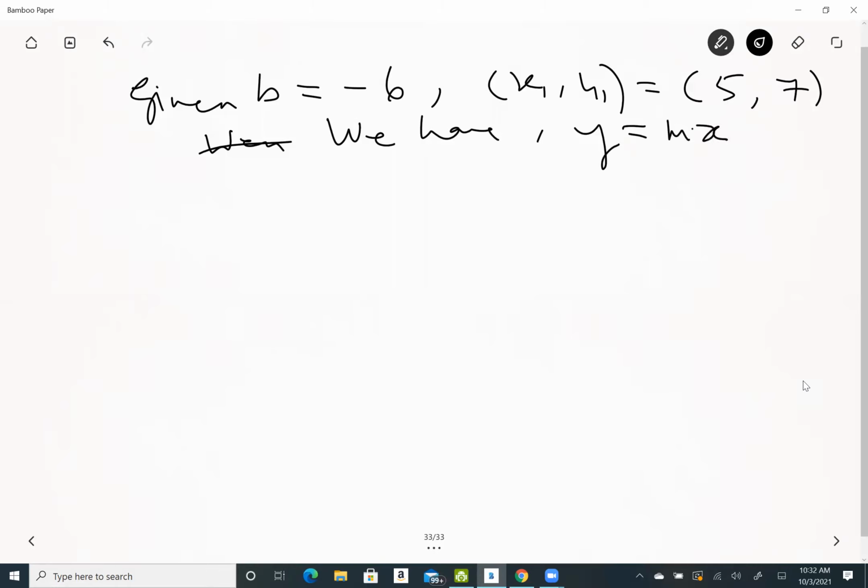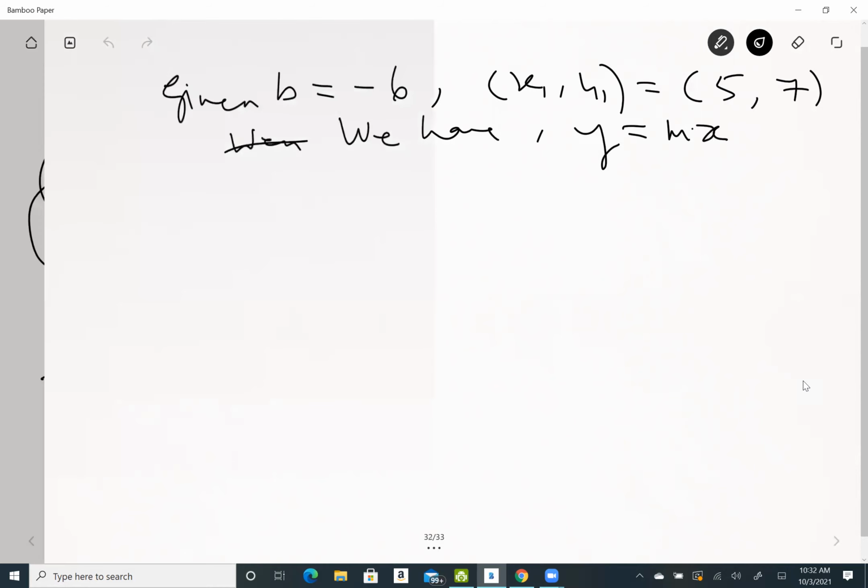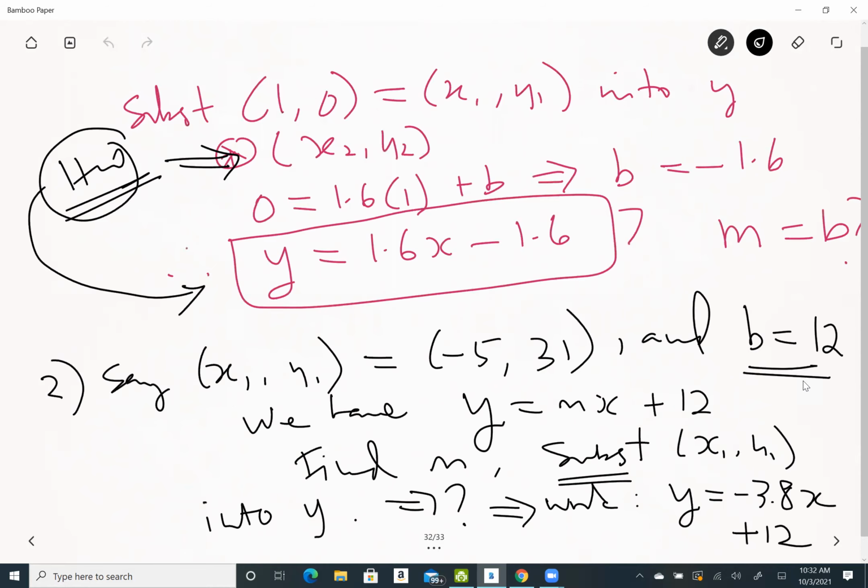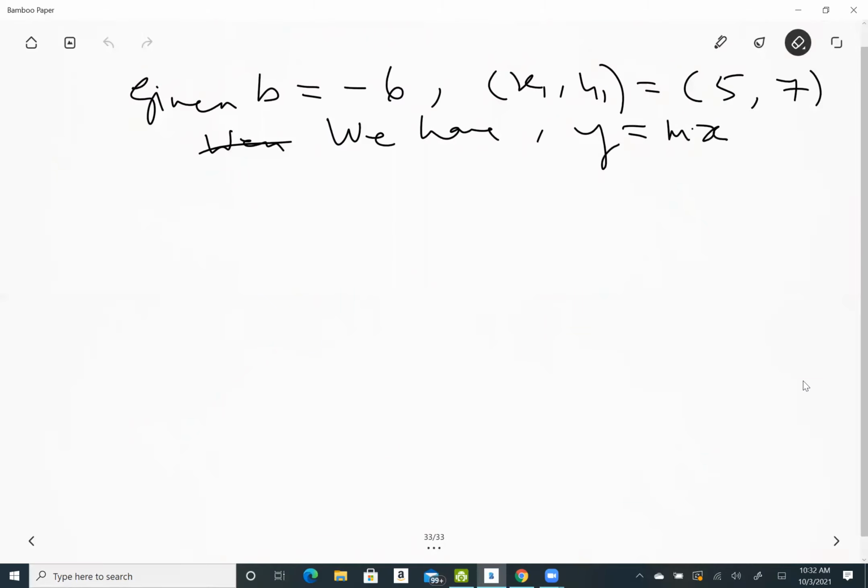Tadi kita buat apa tadi? Tadi kita ada b juga kan? Oh, sama je. Oh, no, sama. So here, given the slope, all right? What I meant was given the slope.